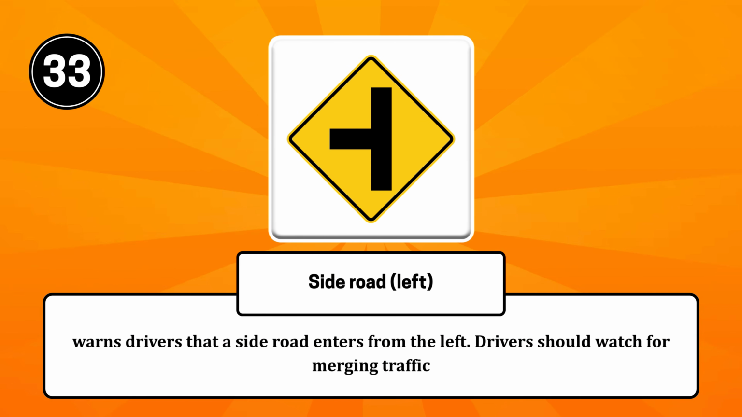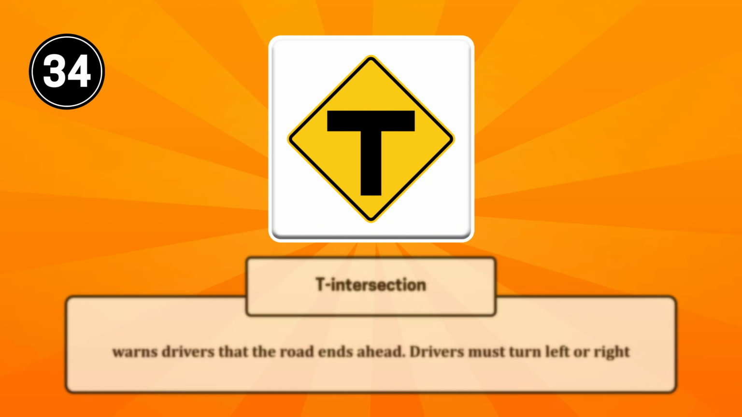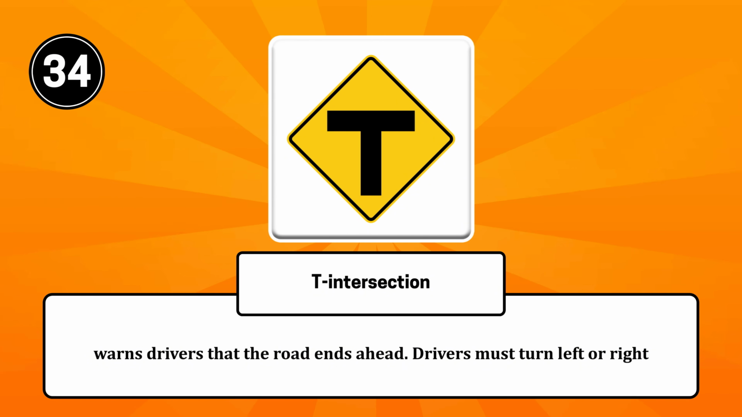The side road left sign warns drivers that a side road enters from the left. Drivers should watch for merging traffic. The T intersection sign warns drivers that the road ends ahead. Drivers must turn left or right.